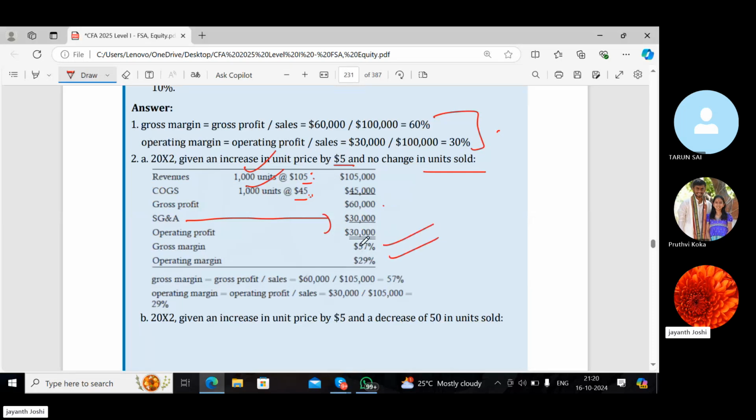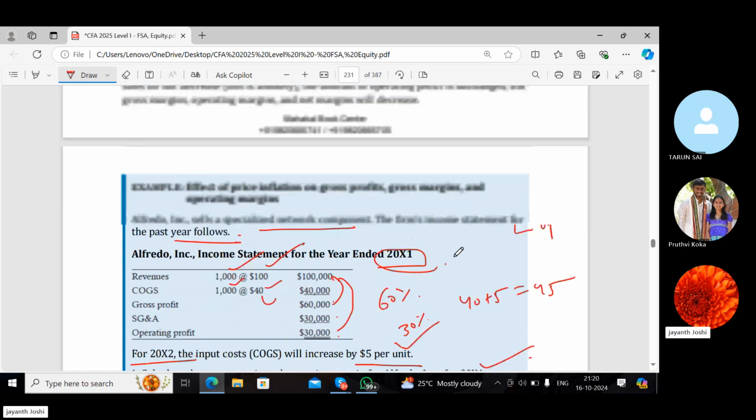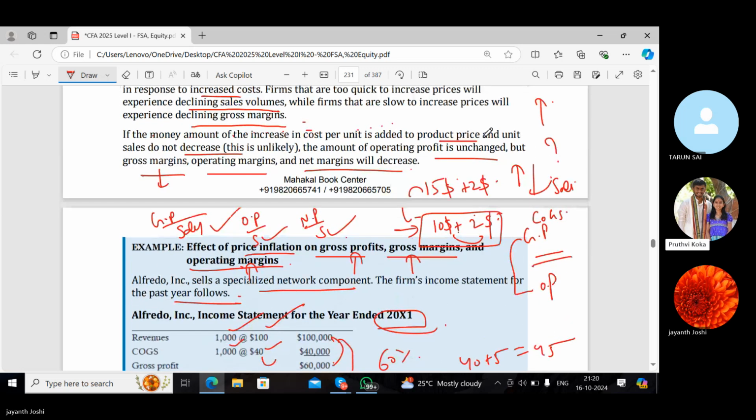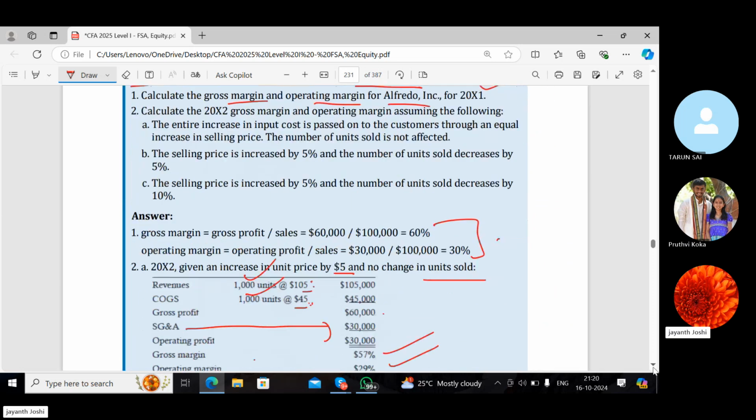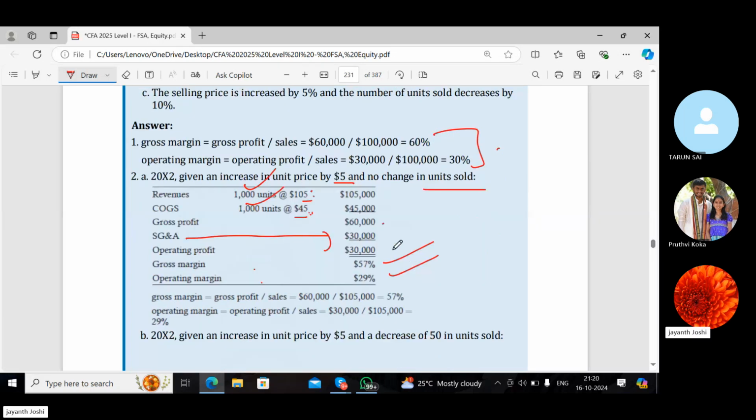What has decreased is only the gross margin and operating margin. That's what we discussed. So the operating profit, they clearly said, is unchanged, but the margins will decrease. Gross profit will be the same, right? Yes. The margins will decrease. The margins are decreasing, right? Why are the margins decreasing?